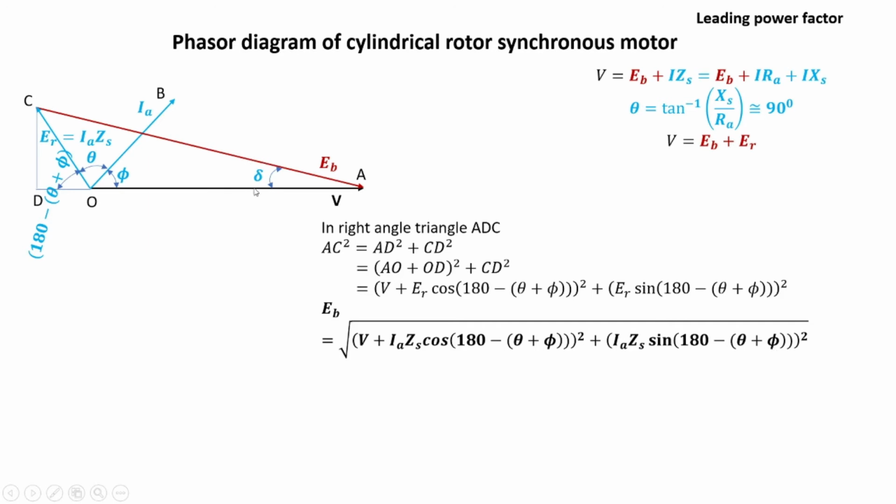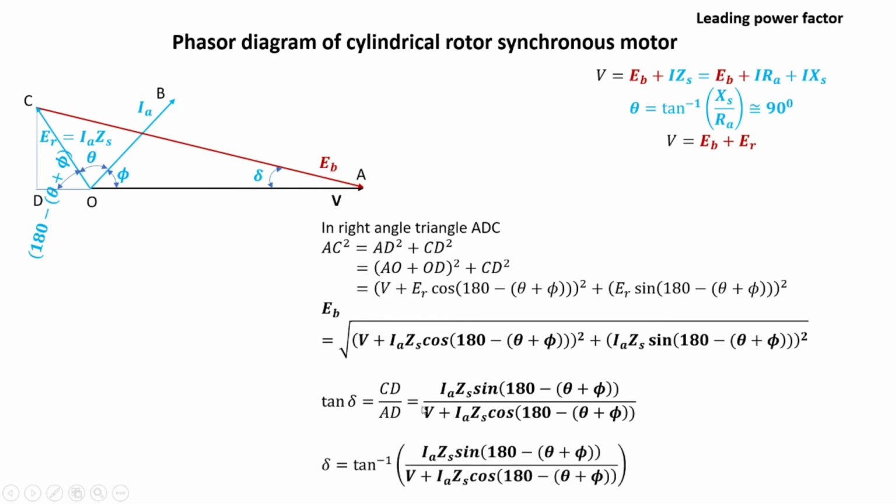Next, we need to find out the expression for delta. In order to find out the expression for delta, let's consider the right angle triangle ADC. So tan delta is equal to opposite side by adjacent side, which is equal to I_a Z_s sin(180 minus (theta plus phi)) divided by V plus I_a Z_s cos(180 minus (theta plus phi)), or delta is equal to tan inverse of I_a Z_s sin(180 minus (theta plus phi)) divided by V plus I_a Z_s cos(180 minus (theta plus phi)). So this completes the expression for back EMF and load angle corresponding to all power factors of operation.